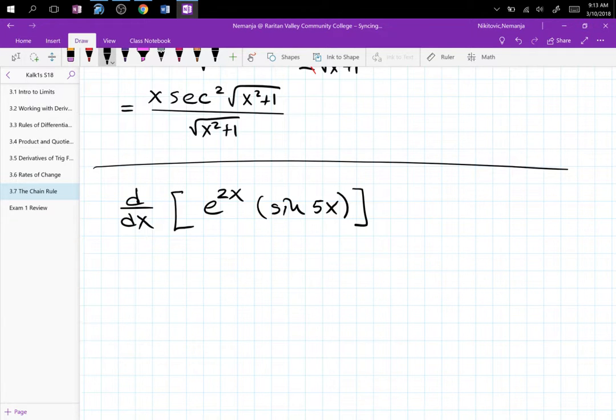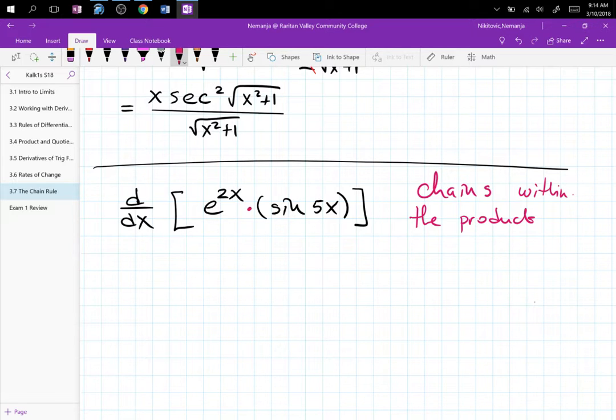Now it's important to figure out, is this a product within the chain, or is it a chain within the product? And this is what we have here, chain within product. And I'll write that. Well, in this case, chains, right, because we have 2 of those. Chain within the product. And I will put this red times in between the 2 functions so we can see that.